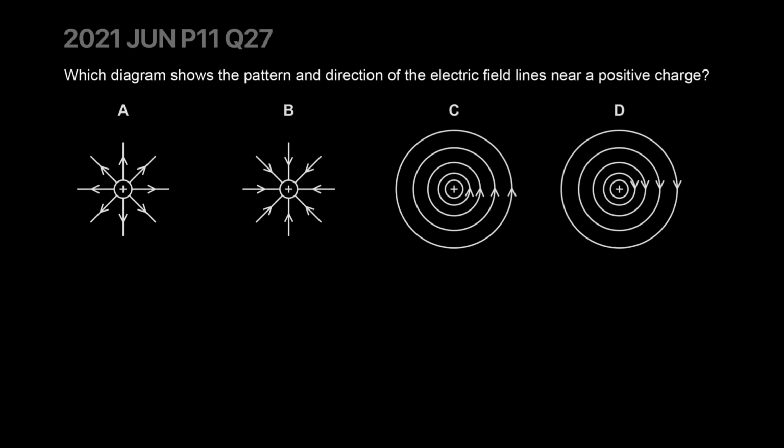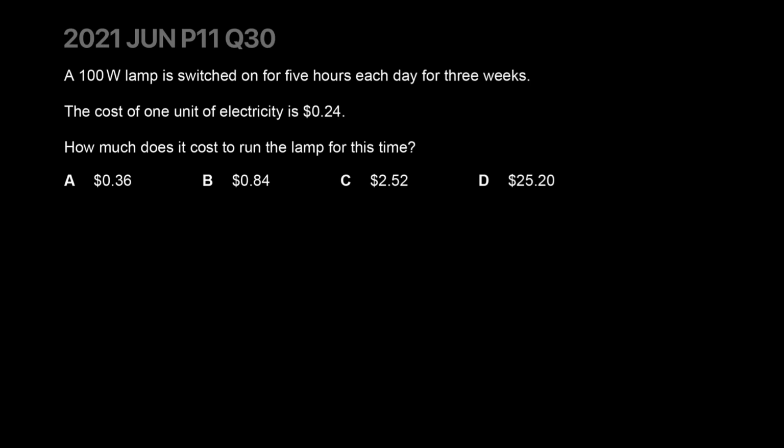Okay, which diagram shows the pattern and direction of electric field lines near a positive charge? I think people might confuse this with the right-hand rule, but yeah, A is the obvious choice. Electric field lines go from positive to negative, and that's essentially it. So our correct answer is A.